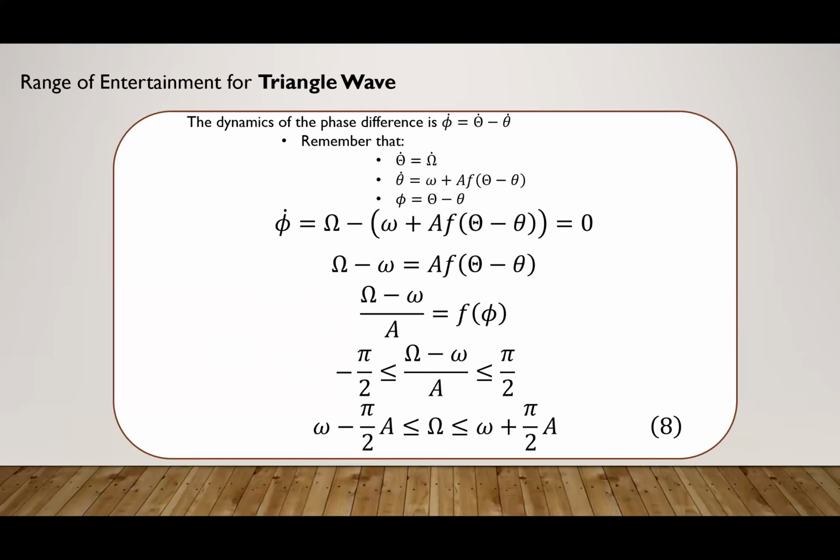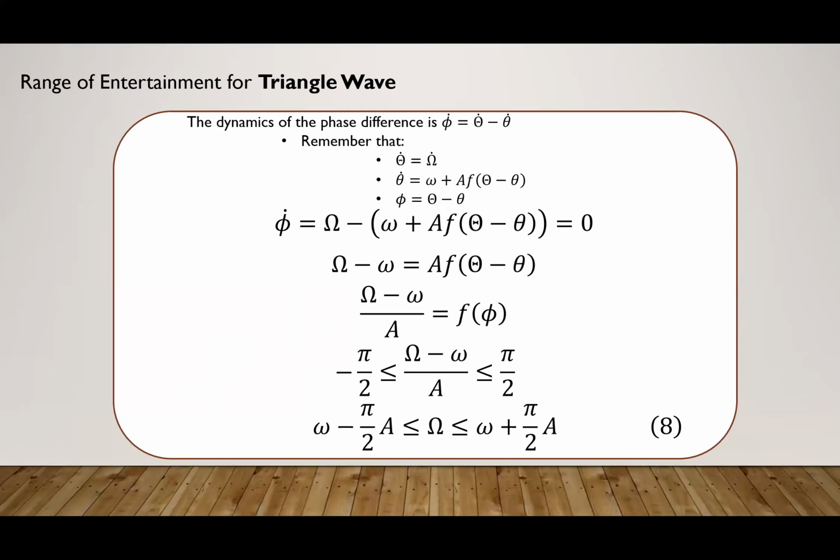Finally, we can get the corresponding range of entrainment using the process as shown. Remembering that capital theta dot equals capital omega dot, theta dot equals the function of lowercase omega plus a times f times the difference of thetas, and the phase difference that was introduced before. Replacing the variables, we get phi dot equals capital omega minus open parentheses lowercase omega plus a times f times the phase difference along with the two closing parentheses.